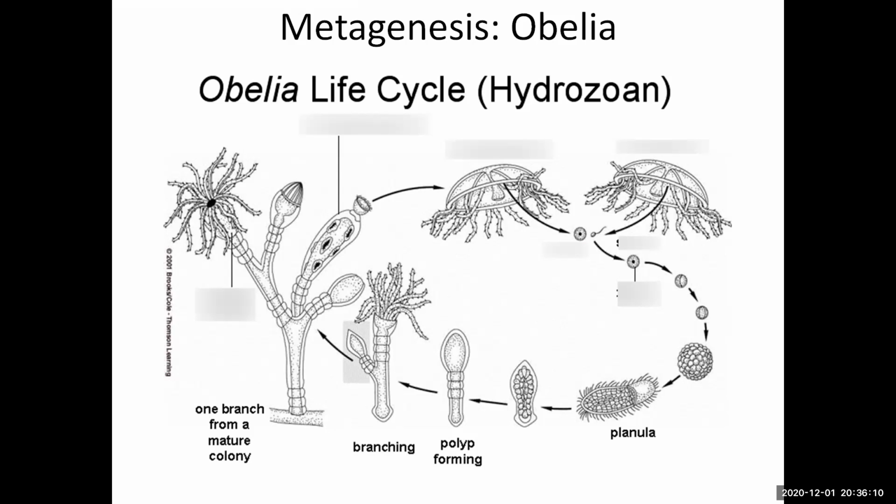Now, if you see metagenesis in Obelia, Obelia is a hydrozoan, and this is the Obelia colony. We have seen earlier that blastostyle is the gonozoid. So the blastostyle or the gonozoid will produce medusa by asexual reproduction. Medusa will come out from the aperture of gonozoid. Now one medusa will produce the sperm and one medusa will produce the egg.